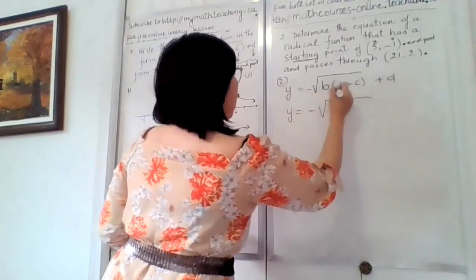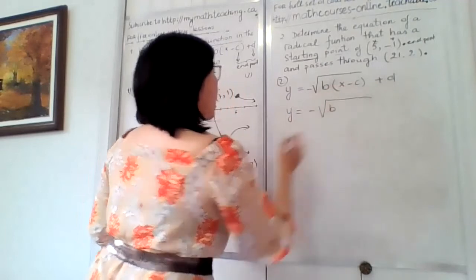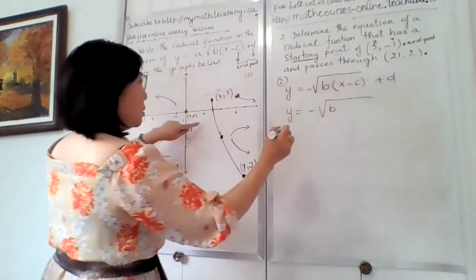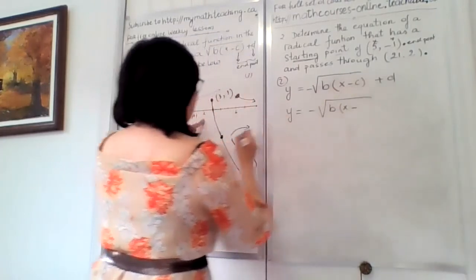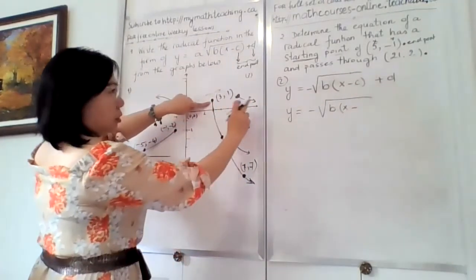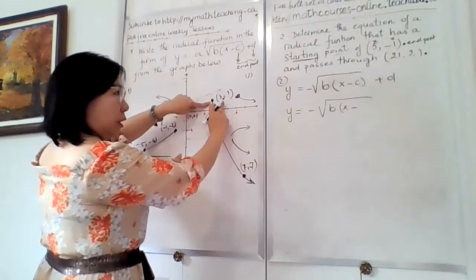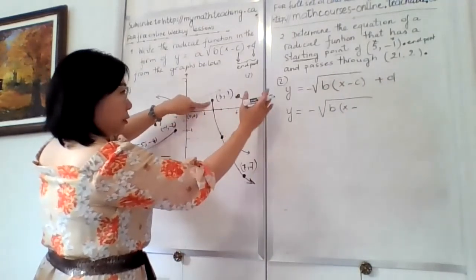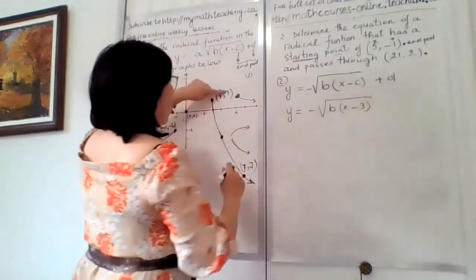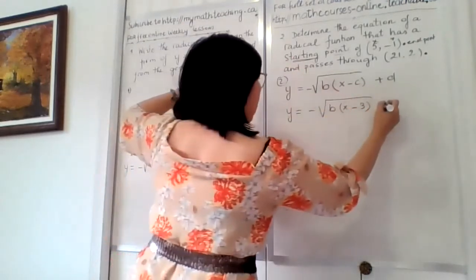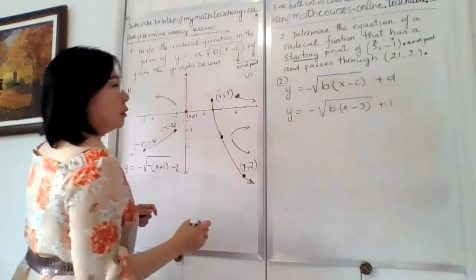So now I'm going to substitute. I'm going to leave the B here, but I'm just going to substitute the C by the end point. So our C equals 3 for x. So we know we move to the right, so this has to be negative 3. And our y is shifted up by 1, so this becomes plus 1.